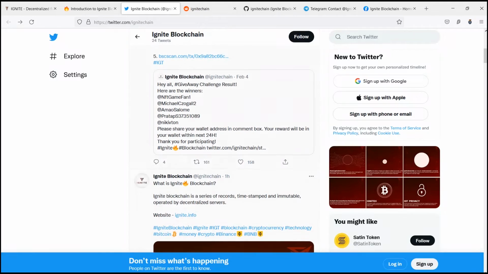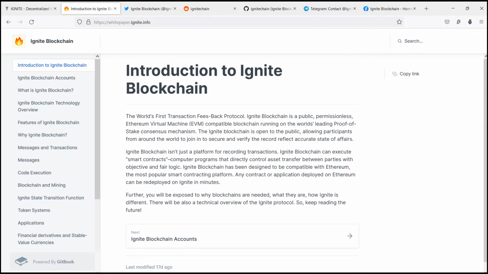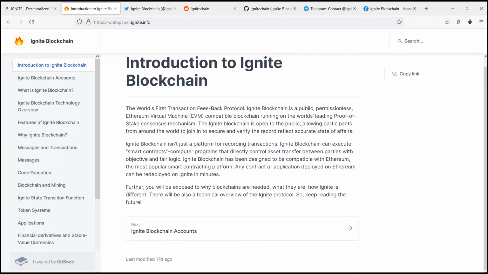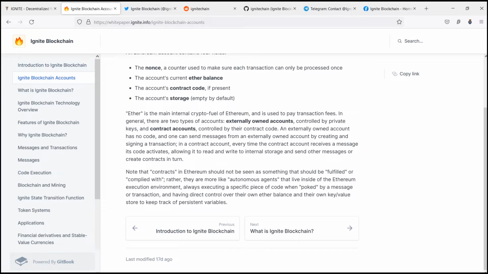Today I am here to talk about a new platform that is Ignite Blockchain. Ignite Blockchain is a series of records, time-stamped and immutable, operated by decentralized servers, also known as nodes. A blockchain protocol defines how a network of nodes communicate and how new blocks are added to the chain.